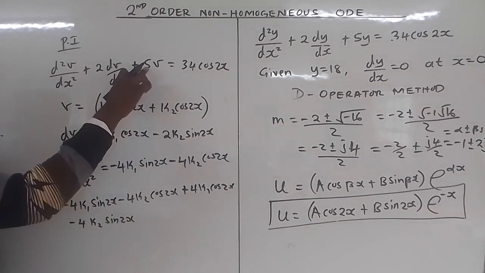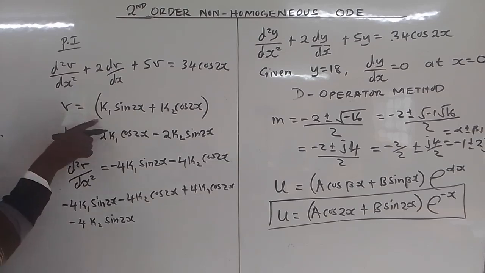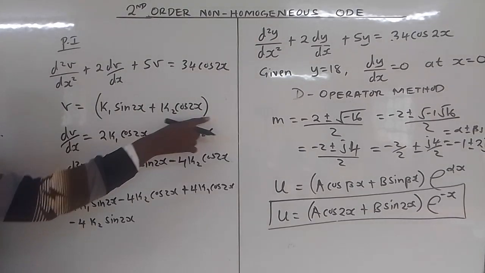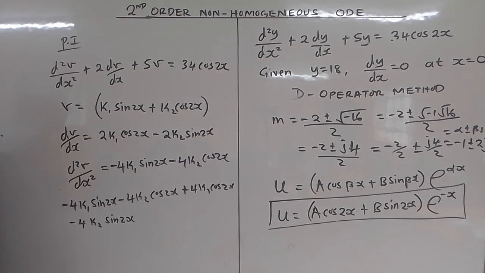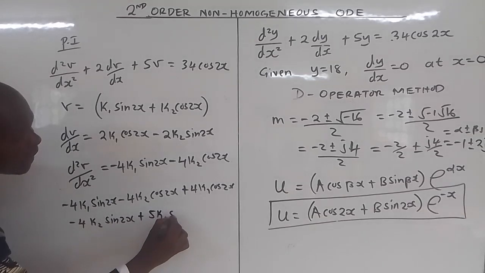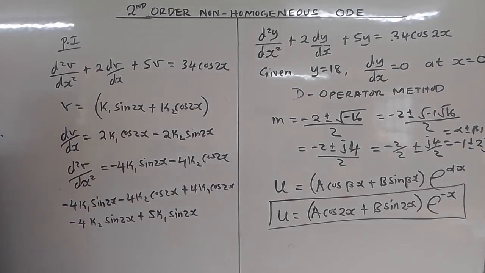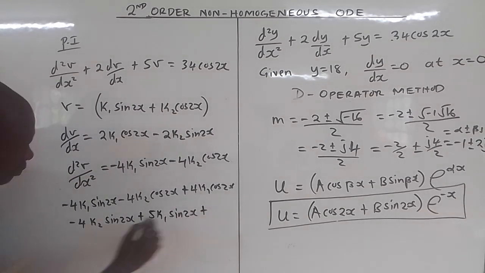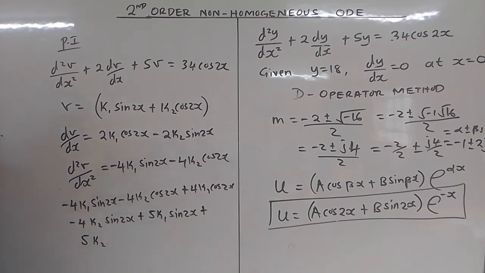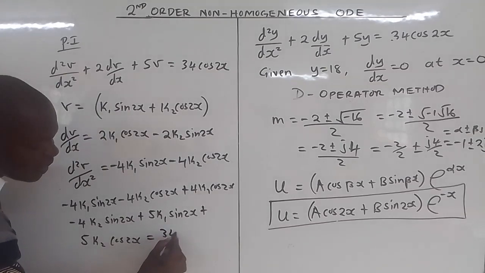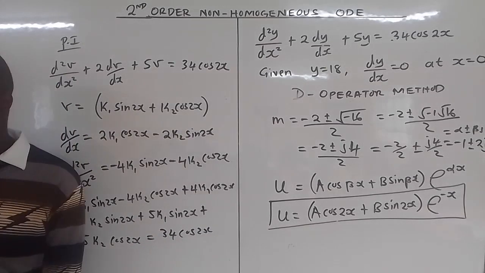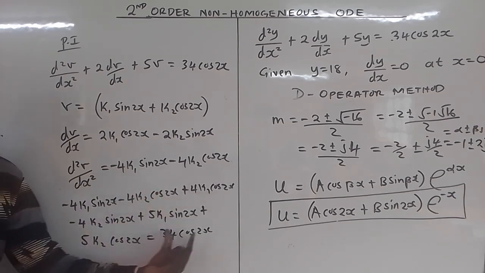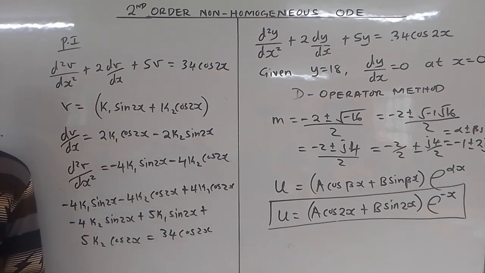Then it is plus 5v, meaning v you multiply by positive 5, isn't it? This is the value of v, v is the whole of this. So you multiply the whole of this by positive 5. So 5 times k1 sine 2x, you get plus 5k1 sine 2x. Then 5 times k2, plus 5k2 cos 2x. Then the whole of this is equal to 34 cos 2x. Are you now seeing that? Meaning you can now compare the coefficients.